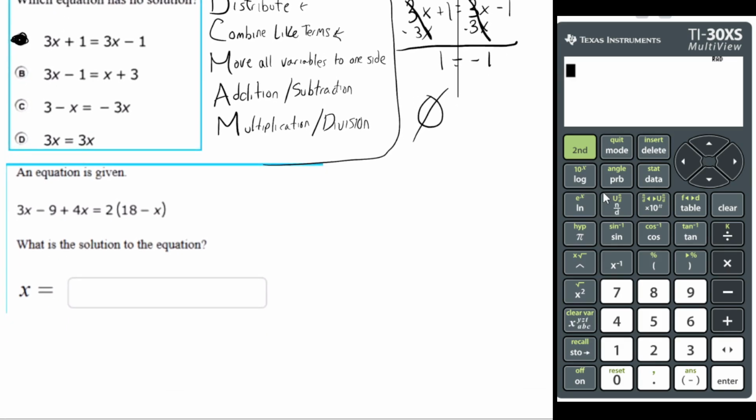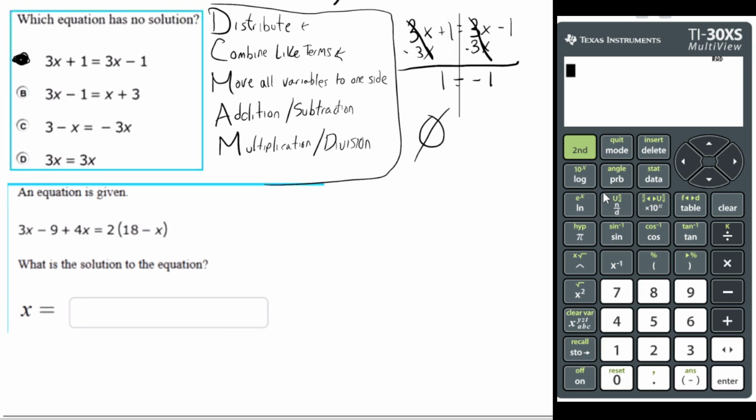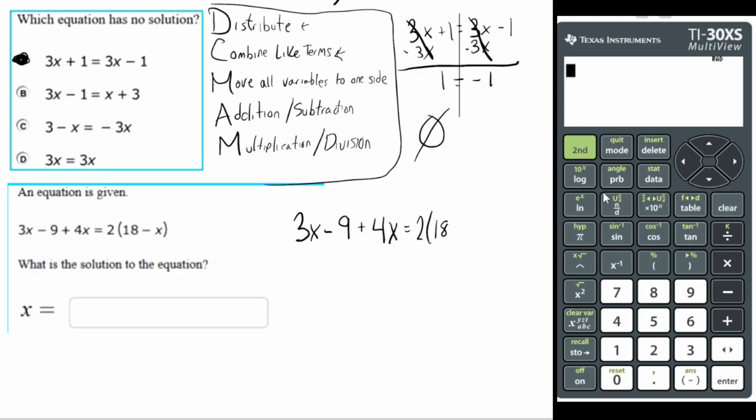An equation is given. 3x minus 9 plus 4x equals 2 times (18 minus x). So again, I'm going to rewrite the problem out here so I have more room to work with. Okay. So we go in "don't call me after midnight" order. Step 1, distribute. Do we have any distribution?